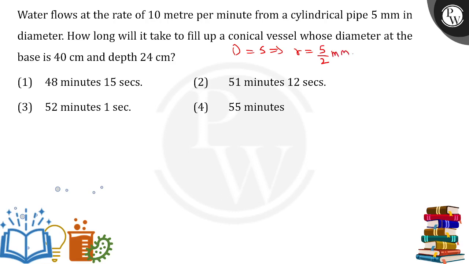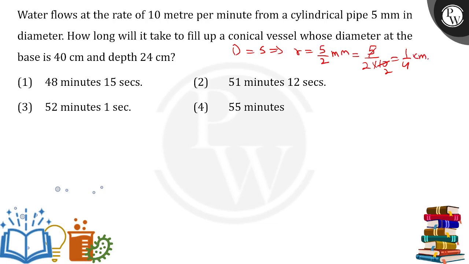When you have to convert into centimeter, you will divide by 10, not 2, what I'm saying, 2 into 10. So over here 5 cancelling out this 10, we're left with 1 by 4 centimeter. This will be the radius.